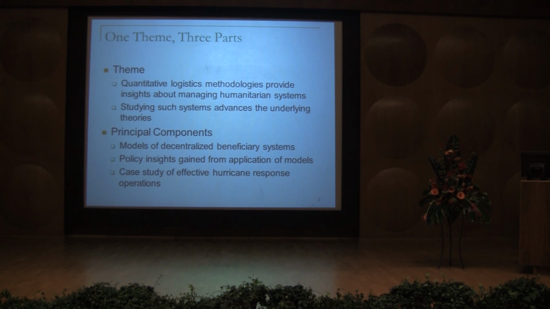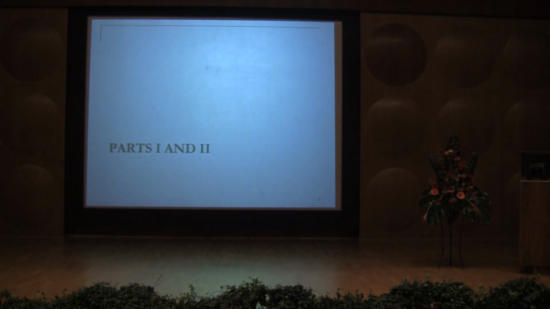There are three principal components. In the first part of the thesis, we introduce models of decentralized beneficiary systems. And in the second part, we generate some policy insights from the application of these models. And then finally, we introduce a case study of effective hurricane response operations in the United States. As you can guess by just these brief descriptions, the different components fall more or less into those two parts of the theme, but overall are still unified in that way. I'll begin by talking a bit about parts 1 and 2 because they're very tightly linked, and then sum up with part 3 at the end.